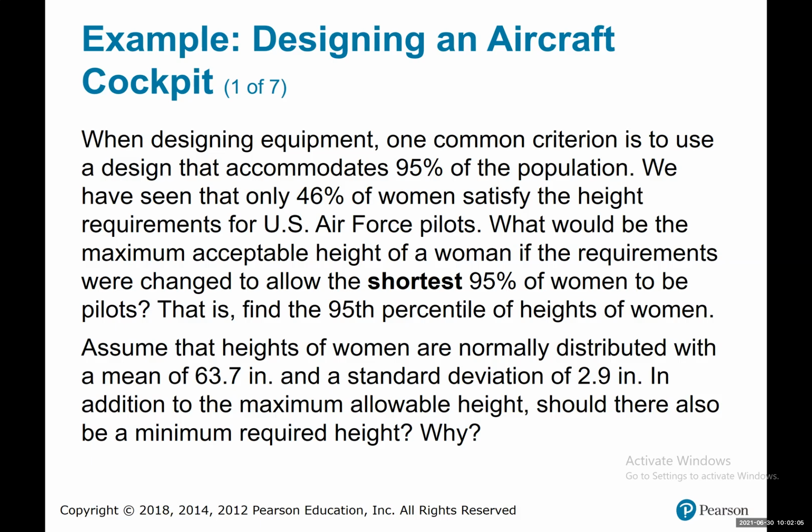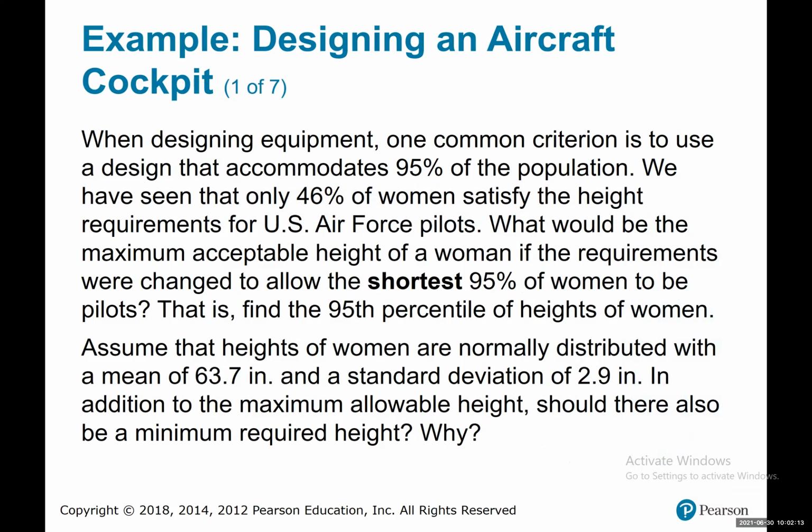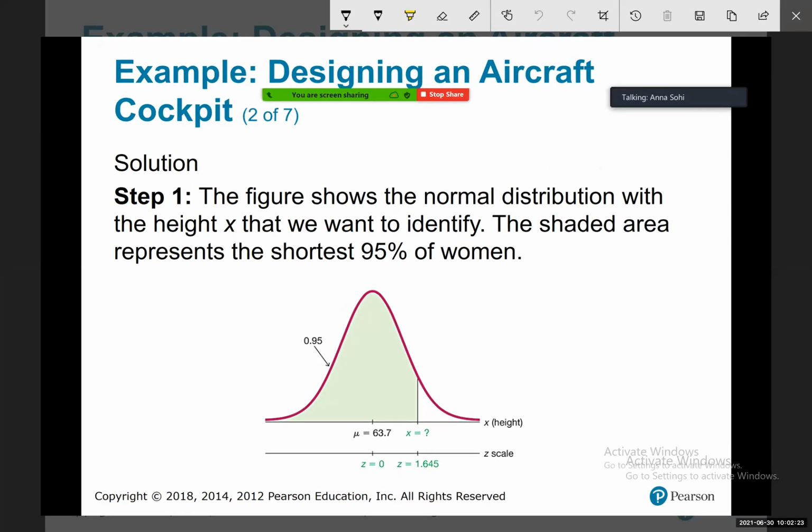So let's just have the graph. Let's use the next page. It says shortest 95% of women. So what does that mean? Shortest 95% of women means if it's a bell curve, you are fine with the shortest 95% of women.